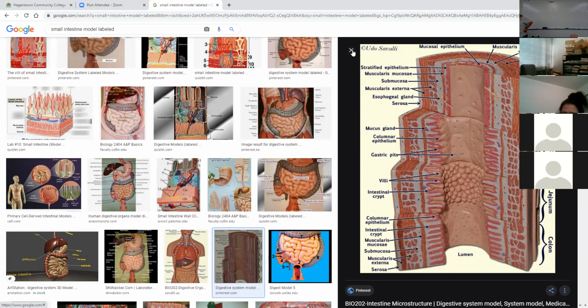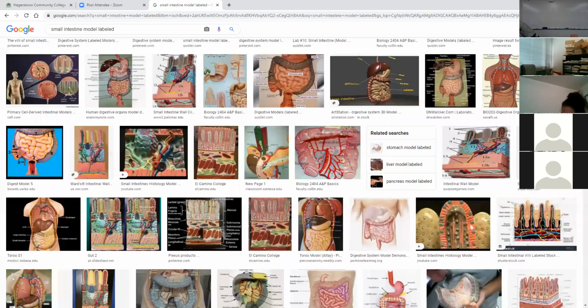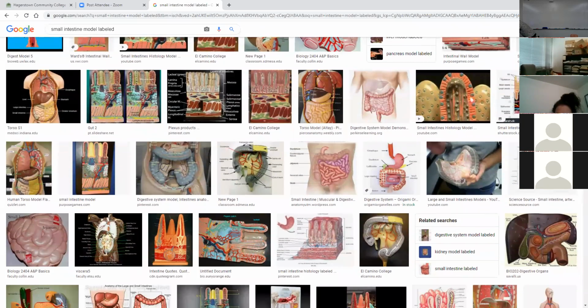Okay. And now the duodenum, it's tough to find a good picture of the duodenum.